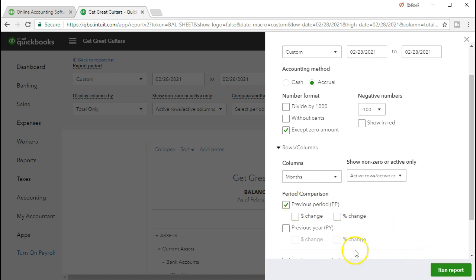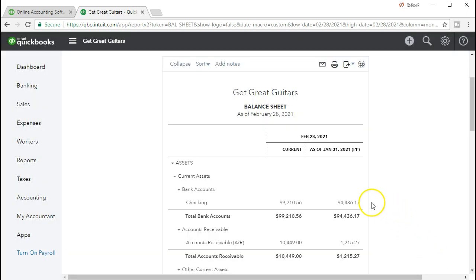We'll do this incrementally, and then we'll go back and add the changes here. So we're going to run that, and we see that we have the current month. It says February 28th, 2021. This is the current month, which is the 99,210 for cash. And then it gives us the prior month. Now note this is the balance sheet as of a point in time. So this is where we stand as of the end of February. This is where we stood at the end of January.